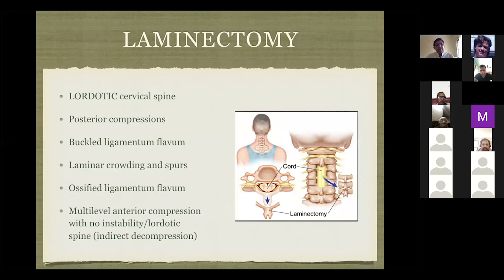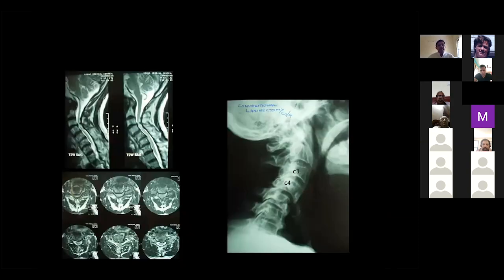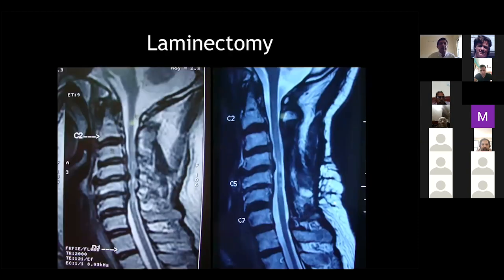Sometimes, very rarely, you will have multiple anterior compression with no instability or lordotic spine. This gives an indirect decompression. The last point is where you do have a lot of anterior compression, but in very old patients there is not much instability. They all fuse on all sides. Then in those cases, you can subject them to laminectomy. You can see very classically you have a posterior impingement at one level, and in this patient we have done only one level laminectomy alone, and the patient is doing very well post-operatively.